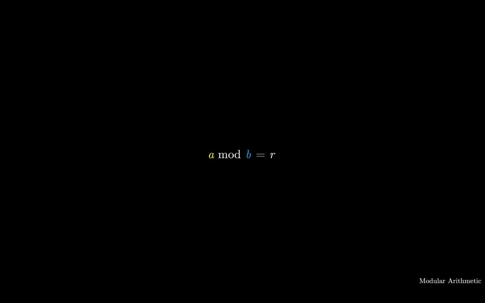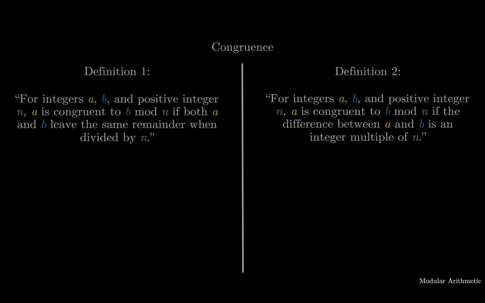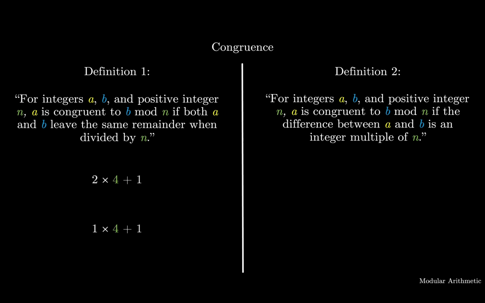For instance, 9 mod 5 would give you 4, since 9 equals 1 times 5 plus 4. Hence, we can also write 9 is congruent to 5 mod 4. Referring back to our two definitions for the congruence of two integers, we can see that 9 and 5, upon division by 4, return the same remainder, and that the difference between 9 and 5 is a multiple of 4.